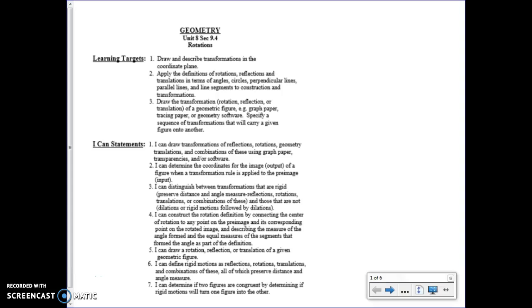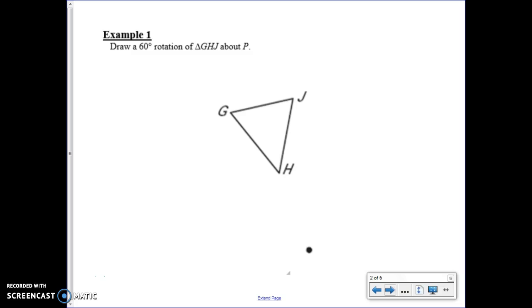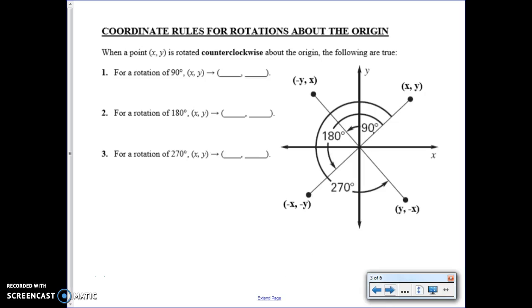Alright guys, so the next kind of transformation we are looking at is a rotation. So we're rotating about the origin here. And we are going to go over how to draw a rotation together in class because that's something a little tricky to do on the smartboard. So we'll go through that together. So skip over that one.